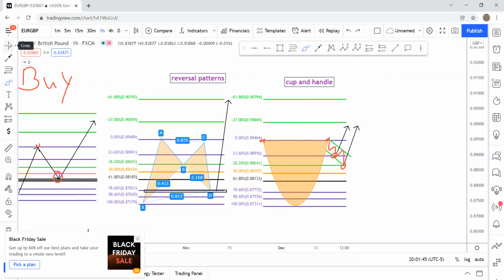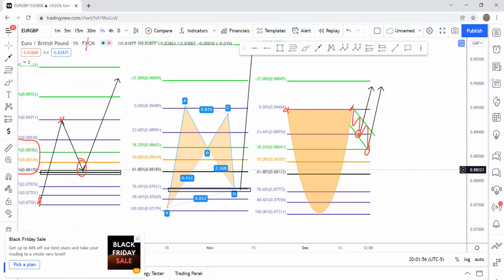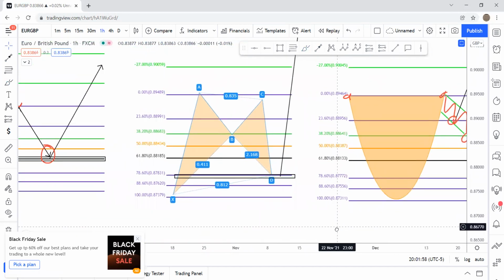If we spot this on the market, I'll also show you another thing. I forgot to talk about harmonics, right? So the thing with harmonic patterns, right?